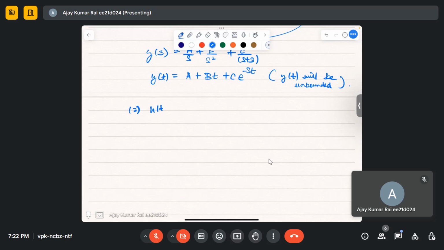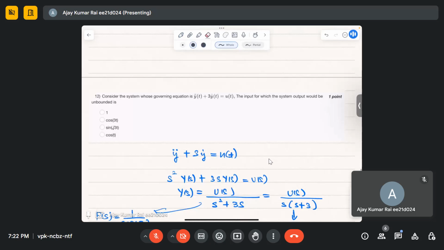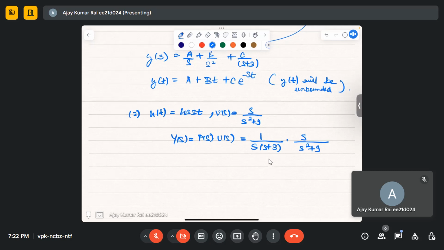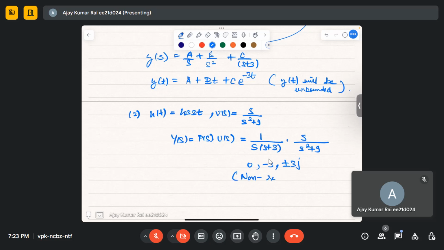So let's check for the other input also. We have checked for 1, so we are getting the output unbounded. Let's check for cos 3t. For cos 3t, U(s) is s by s squared plus 9. Y(s) is equal to P(s) into U(s). P(s) is s into s plus 3, and if you multiply you'll get s squared plus 9. Again, what are the poles? Roots will be 0, minus 3, and plus minus 3j. Non-repeating again.